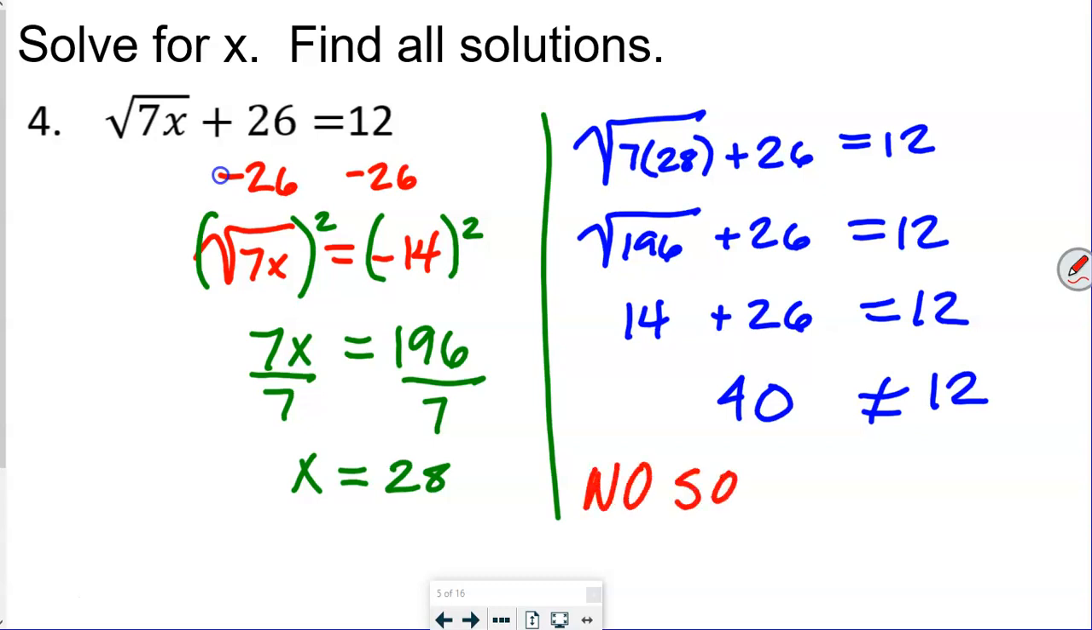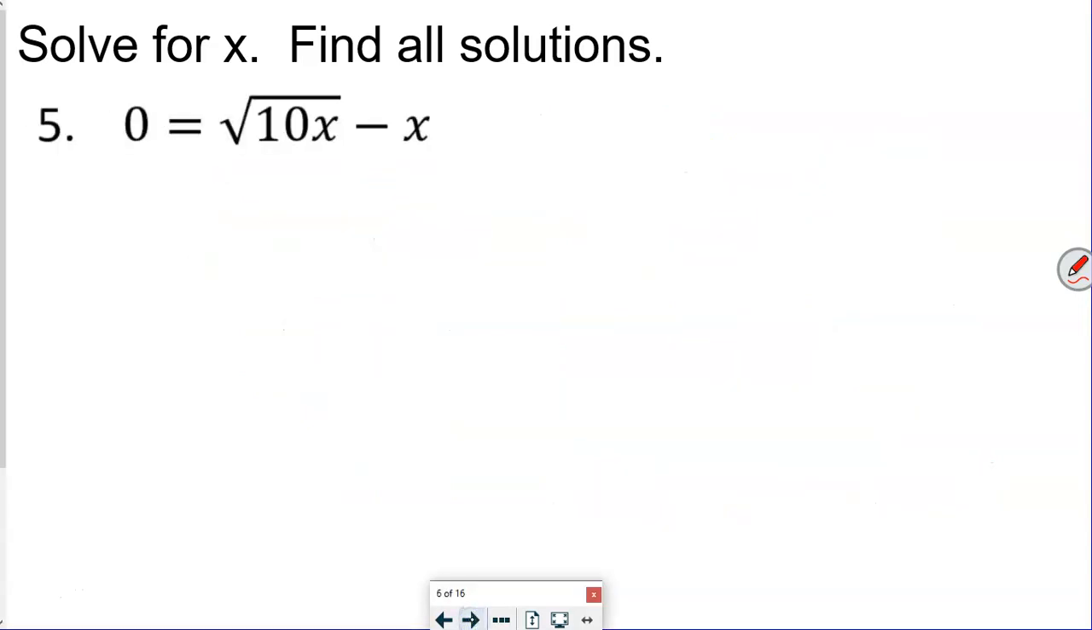So, as you're going to see in the first five questions we're going to do here, there's going to be 4 different types of answers. The first 2 had one extraneous solution and one valid solution. Number 3 had one valid solution, and number 4 has no solution. So now we're going to do one more, number 5.